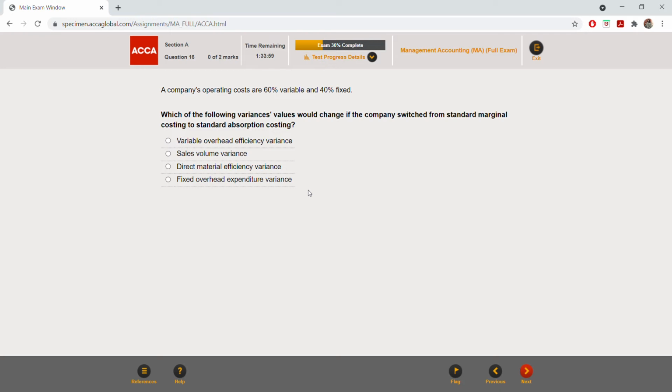Is it variable overhead efficiency? Is it direct material or fixed overhead? It is sales volume. Sales volume. Why sales volume?